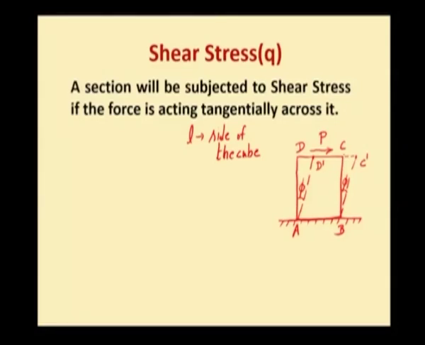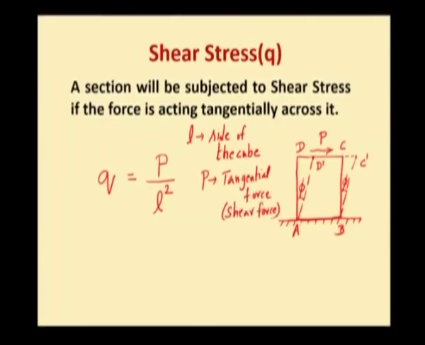So, over the top surface DC we have a tangential force of magnitude P. So, the top surface is going to experience shear stress. The intensity of shear stress as per the definition will be the magnitude of tangential force divided by the area of the face DC. Area of the face DC or the top surface will be a square one. So, it will be equal to P by L square. So, the shear stress will be equal to tangential force divided by area resisting that tangential force. So, P is tangential force, or we can also call it as shear force.